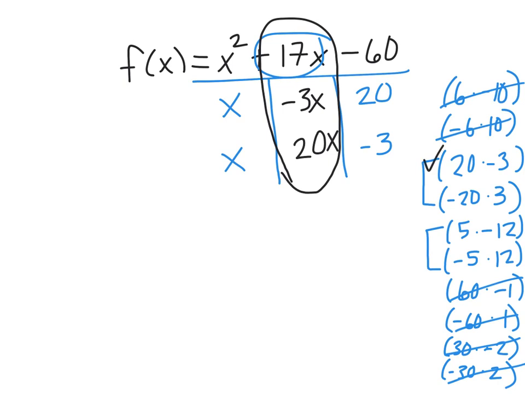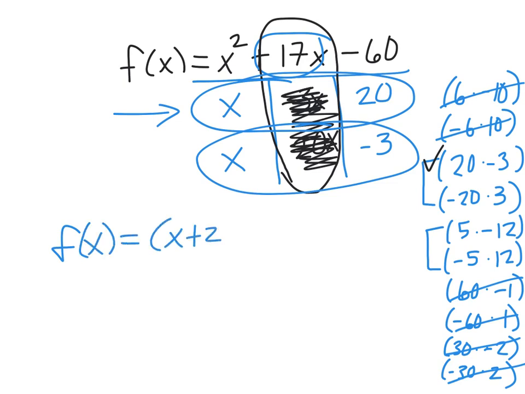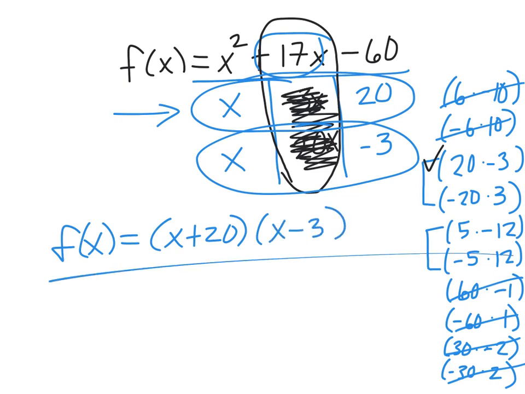Okay? Now that we found our answer, eliminate the middle. The middle is just to check our work. And our solutions are, as always, horizontally. Here and here. So f of x equals x plus 20 and x minus 3. That's my solution.